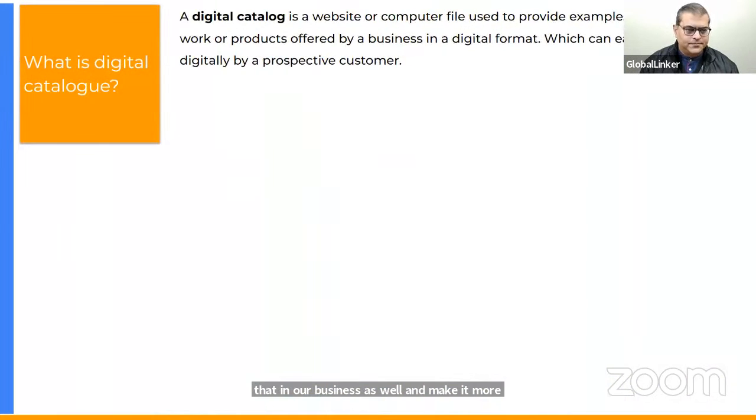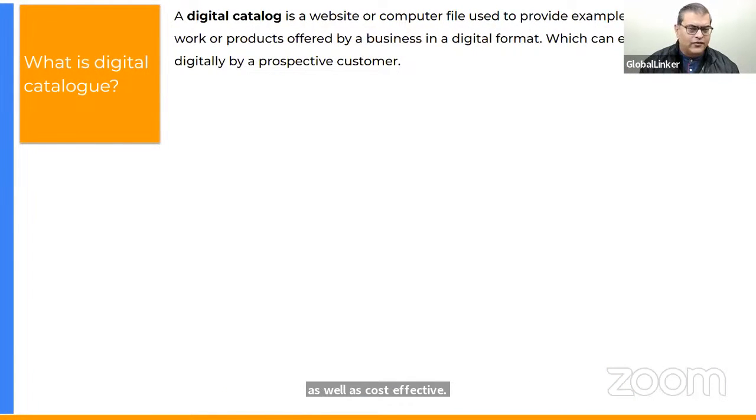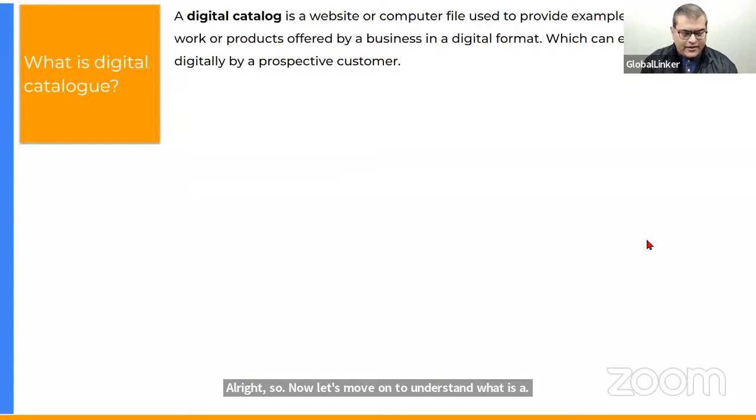All right. So now let's move on to understand what a digital catalog is. A digital catalog is a website or a computer file used to provide, and I'm just reading the textual explanation, but don't worry, I will be explaining that in greater detail so that you can understand this not only conceptually, but also the various versions and with examples as well. A digital catalog is a website or a computer file used to provide examples of the product work or a person's work or a product offered by a business in digital format, which can easily be accessed digitally by prospective customers.